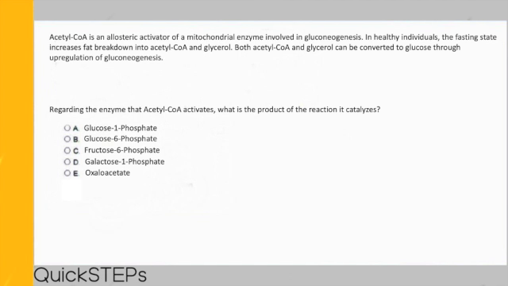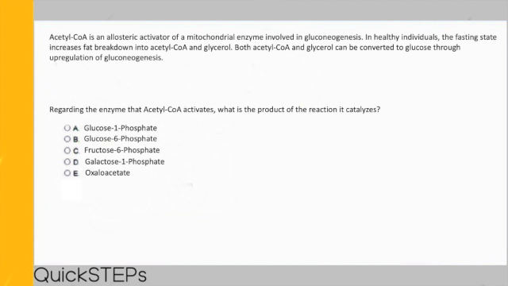All right, so this is a short question too. Let's just read it in full. Acetyl-CoA is an allosteric activator of a mitochondrial enzyme involved in gluconeogenesis. In healthy individuals, the fasting state increases fat breakdown into acetyl-CoA and glycerol. Both acetyl-CoA and glycerol can be converted to glucose through upregulation of gluconeogenesis. Regarding the enzyme that acetyl-CoA activates, what is the product of the reaction it catalyzes?